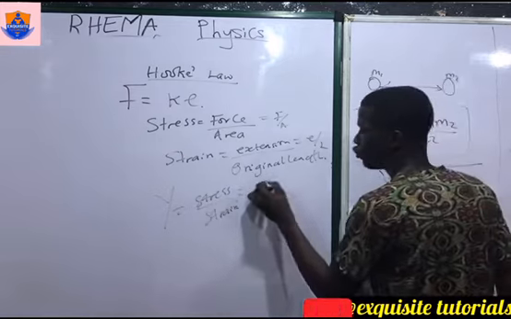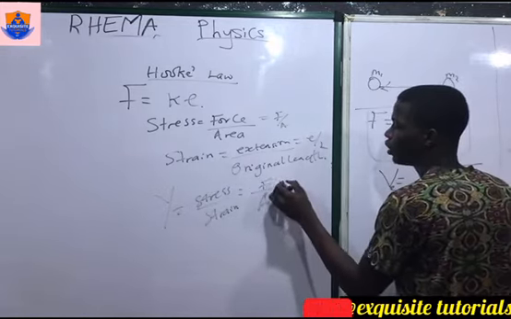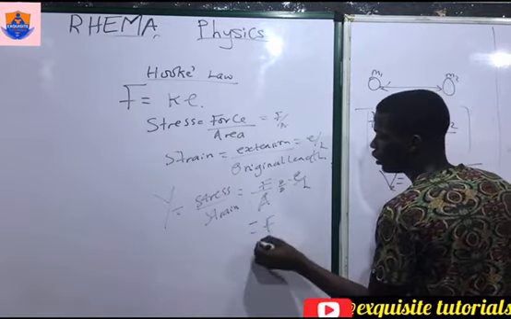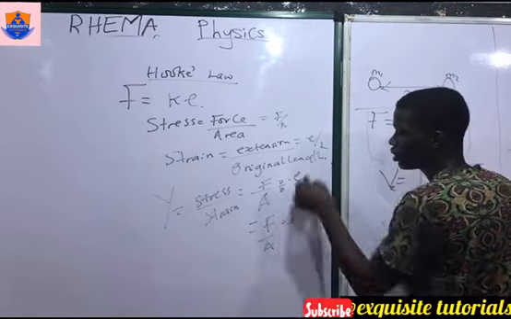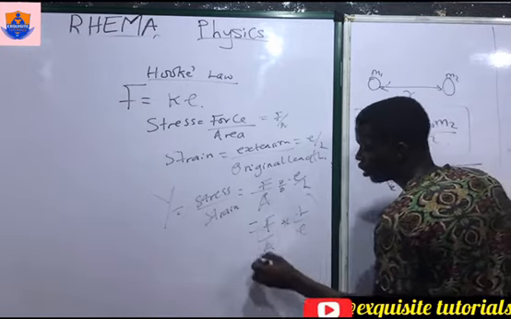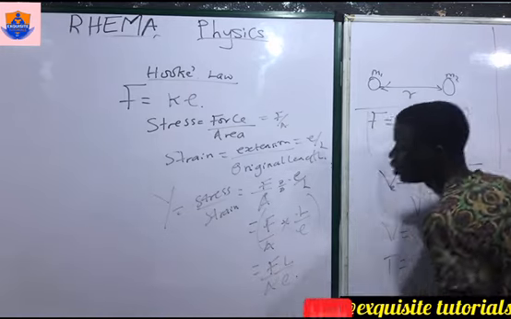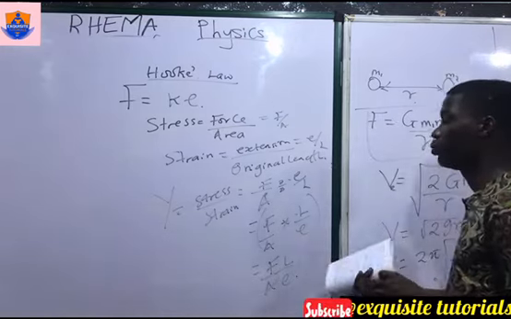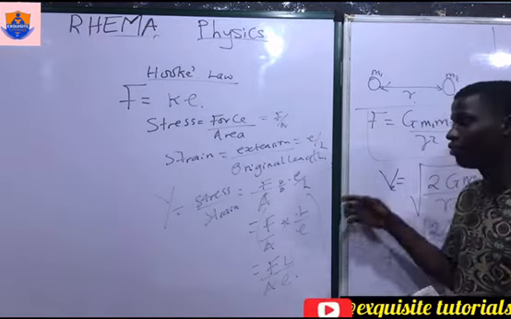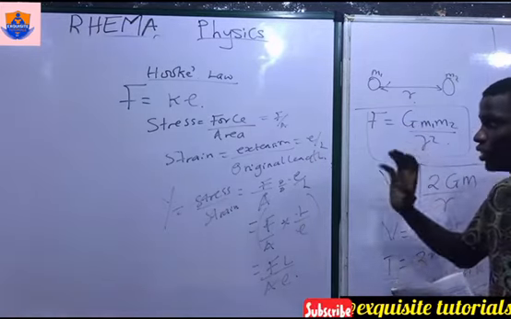I'll be having F over A divided by e over L. So it can be equal to F over A times, take my L up, it will now be L over e. So this is the formula for calculating the Young modulus. I don't have enough questions on this part, but I know some certain terminology on it.